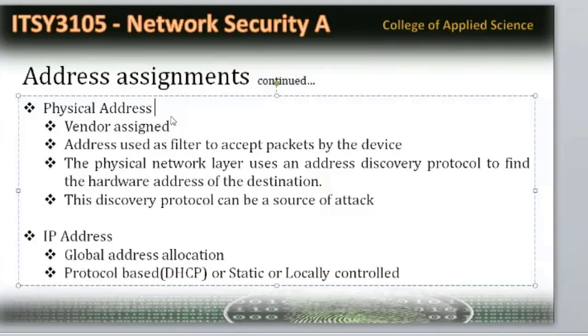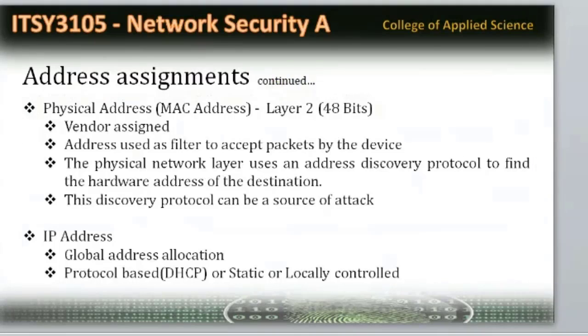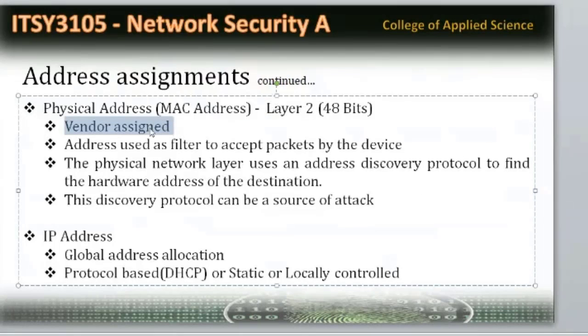Physical address is otherwise called MAC address. That means it is available in layer 2, and the length is 48 bits. Who assigns this address? This address is assigned by the vendors, meaning the organizations or the companies. I'm having a laptop, and my laptop has a MAC address. The length of the MAC address is 48 bits.